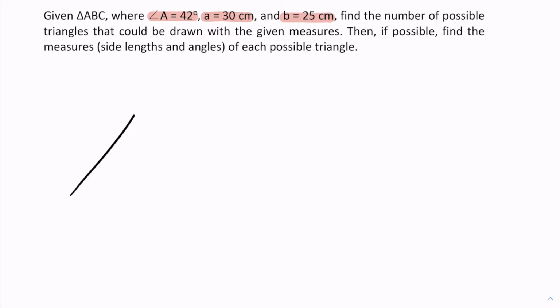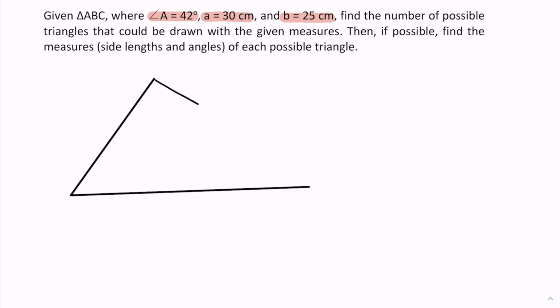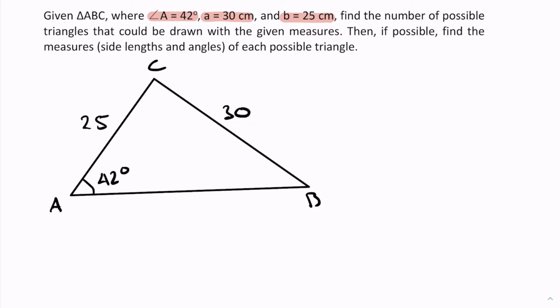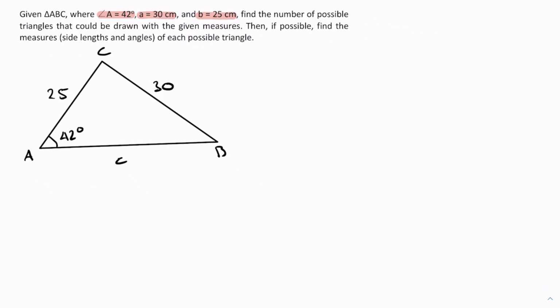So I'm going to draw a rough sketch of this triangle. Something like that. I'm going to have angle A over here, which is 42 degrees. I'm going to have 30 over here, which is side a. I'm going to have B over here and side b, which is 25. And here's angle C. And I don't know what side c is, so I'm just going to leave it like that, lowercase.